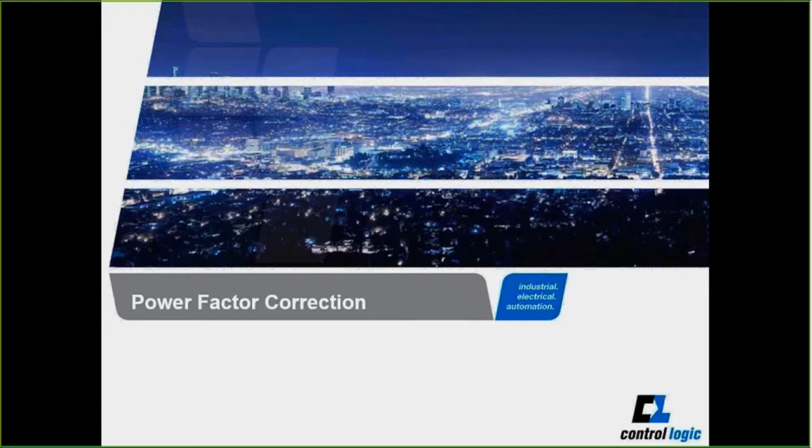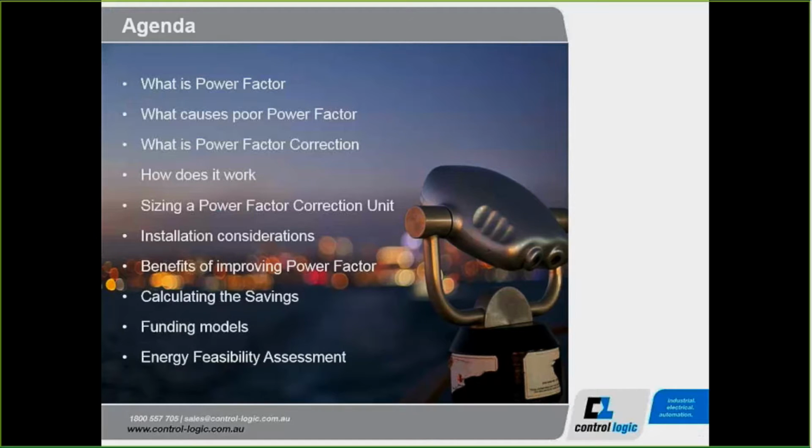Well, thank you, Ray, and good afternoon, everybody. So obviously the topic this afternoon is power factor correction. You can see up on your slide what we're going to be covering today. We'll start off looking at what is power factor correction, go through a bit of an explanation on how it works. We'll look at some of the things you need to consider. We'll also do our actual savings calculation example and look at funding models.